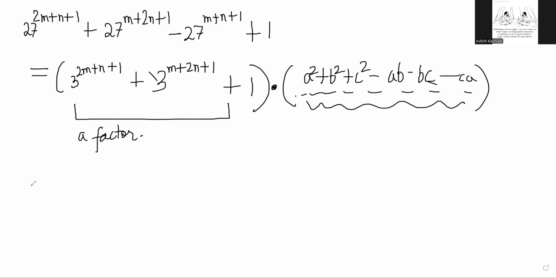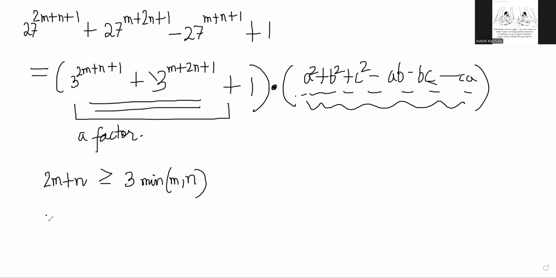So let's try with the first factor. If this factor is greater than that, then we are done. So let's think about it. 2m plus n will be greater than 3 times the minimum of m and n. And similarly, m plus 2n will be greater than 3 times the minimum of m and n. Take two cases to prove it. If the minimum of m and n is m, then this is saying that 2m plus n is greater than 3m, which is obviously true because n is greater than m, right? And it works in either case, right?